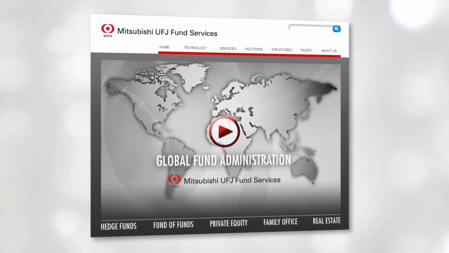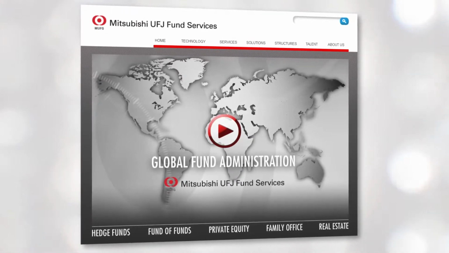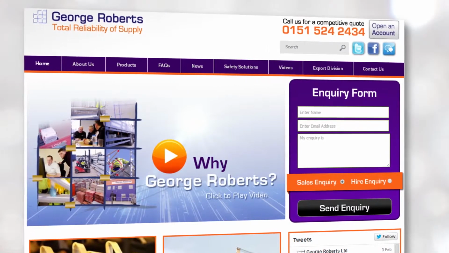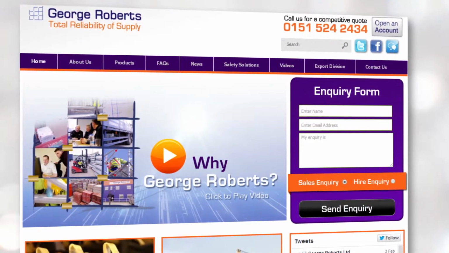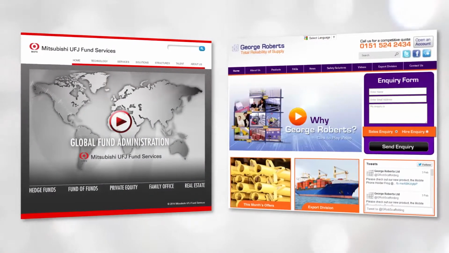Now, if we take a look at here, this is Mitsubishi, big player in the financial services market. Here's a company that is in the construction services market, supplying scaffolding, and we can see the way their video is positioned here. Both of these examples, I feel, are exemplary because they show the right way to position video in the page. But if you look at them again, you'll see that they both have a banner.